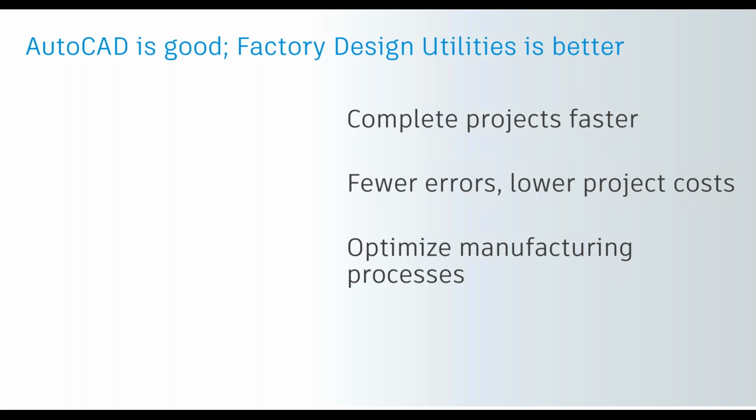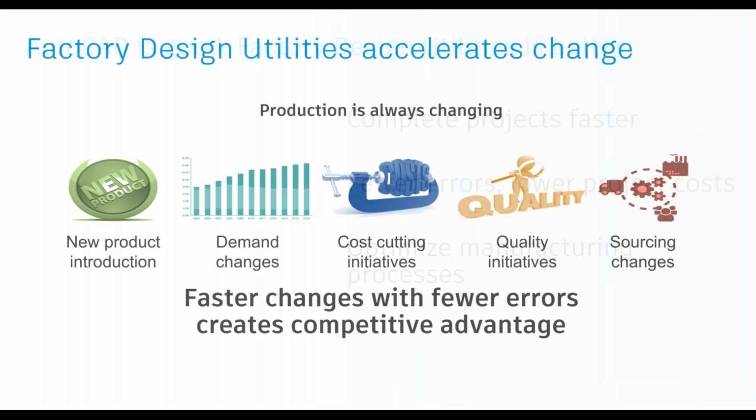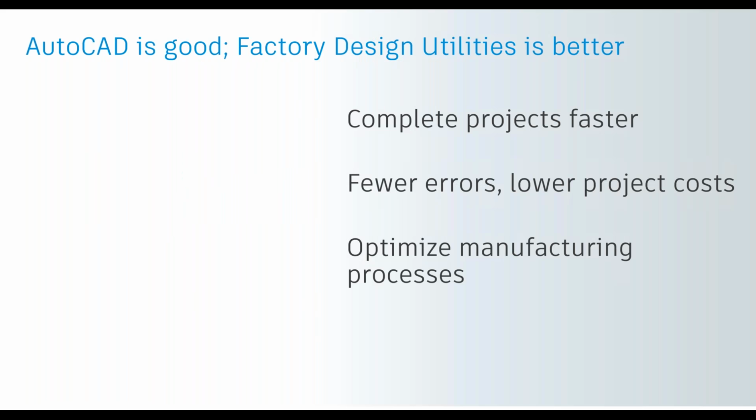Today we are going to talk about factory design utilities. Factory design utilities is one of the tools which enable you to clearly communicate your design intent to various stakeholders. Now, AutoCAD is a good tool, but factory design utilities has been purpose-built to address challenges facing manufacturers today, namely more frequent changeovers and the need for flexible manufacturing, shorter timelines, and higher manufacturing complexity. So these are some of the areas which we intend to address with factory design utilities.